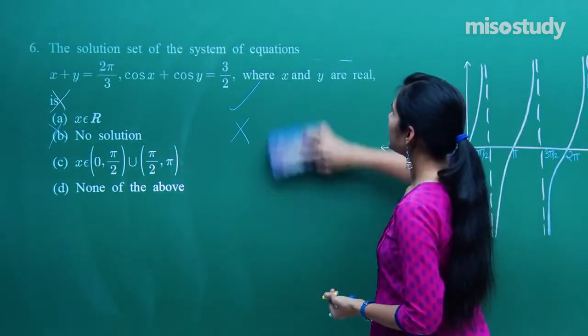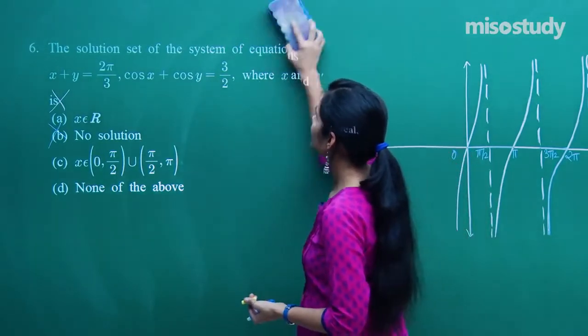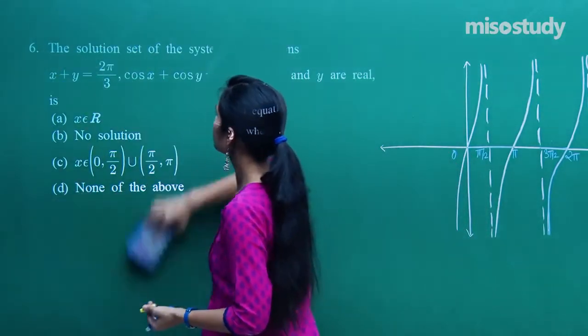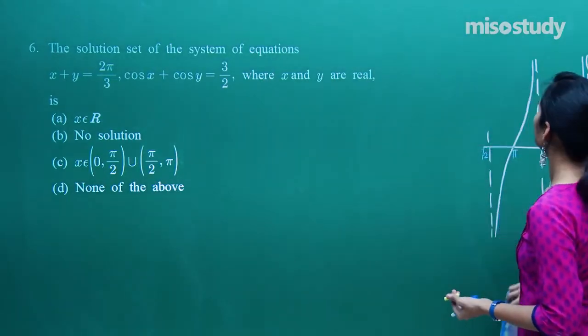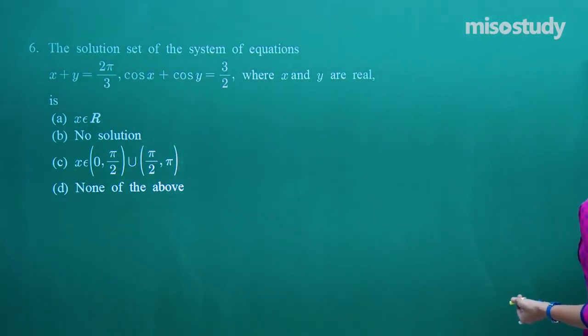Over here it's saying the solution set of the system of equations x plus y equals 2 pi by 3, cos x plus cos y equals 3 by 2, where x and y are real, is what?